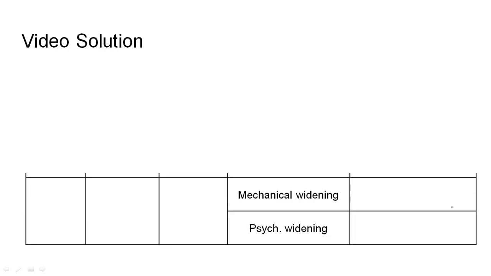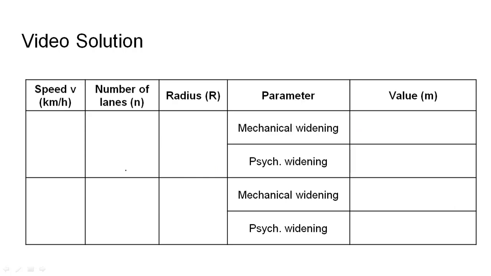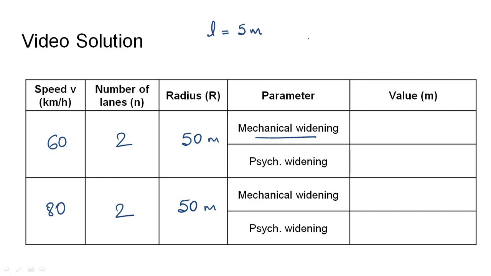Coming to the solution, let us create this table for solving this problem in an easy manner. So we have been given two speeds, the first one being 60 and the second one is 80. The number of lanes in both cases are 2 and the radius is given as 50 meters. The first thing that we need to find is the mechanical widening. It is also given that the wheelbase of the vehicles is 5 meters. So mechanical widening is given by NL square by 2R.